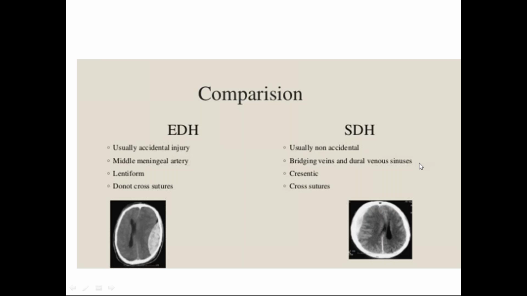Coming to subdural hemorrhage, it is present beneath the dura and is usually not accidental, but can also present during an accident as a countercoup injury. It is due to the rupture of bridging veins and dural venous sinuses due to shearing forces. These subdural hemorrhages are crescentic in shape and they cross sutures. Here we can see a subdural hemorrhage on the right side of the head, involving the frontal and parietal lobes.